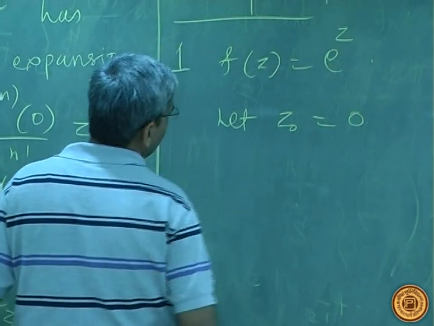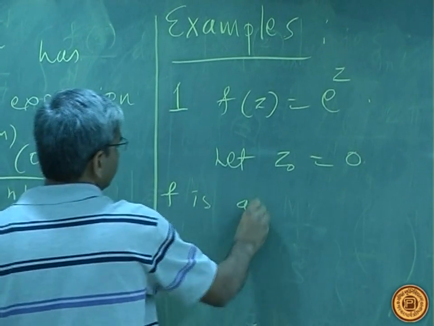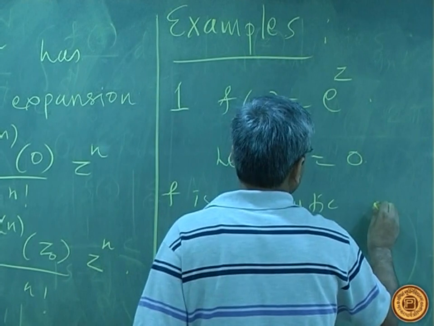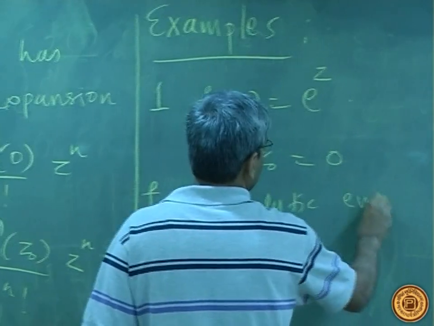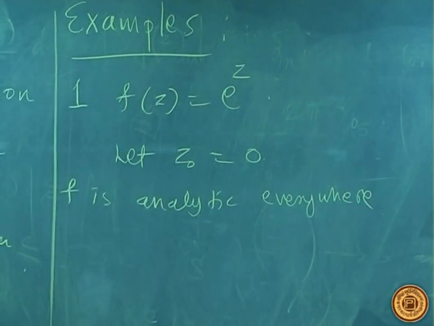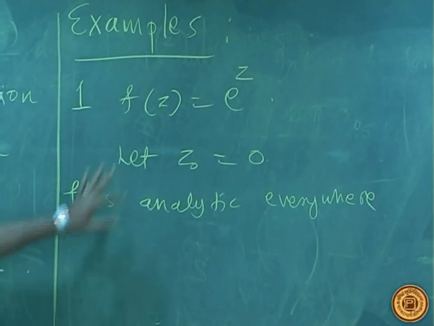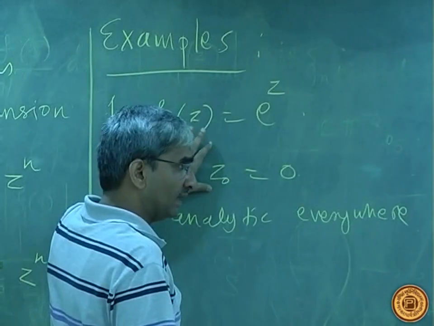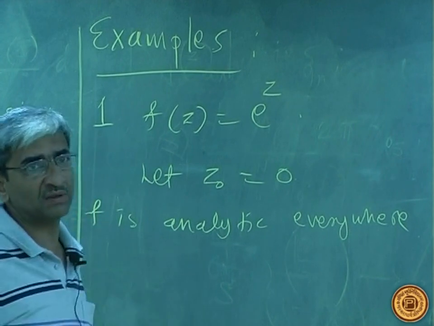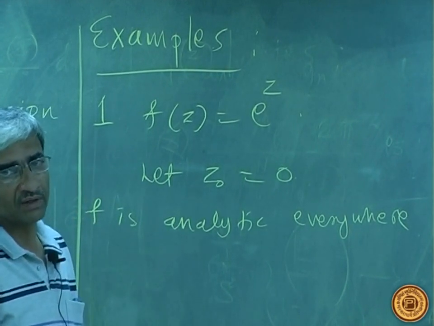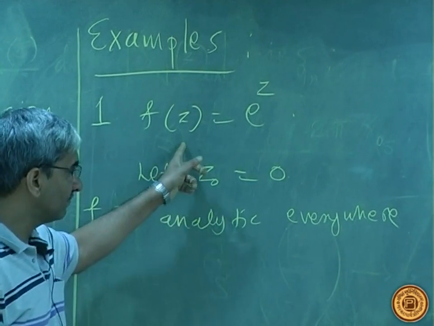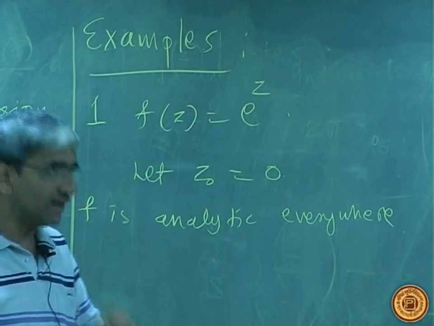And f is analytic everywhere. So the condition of the Taylor theorem is satisfied. The condition of the Taylor theorem is that f should be analytic at z naught. Then it is analytic in some neighborhood, and for points in that neighborhood, the Taylor series expansion is valid. So that is Taylor's theorem actually. Wherever f is analytic, you can expand around that point.